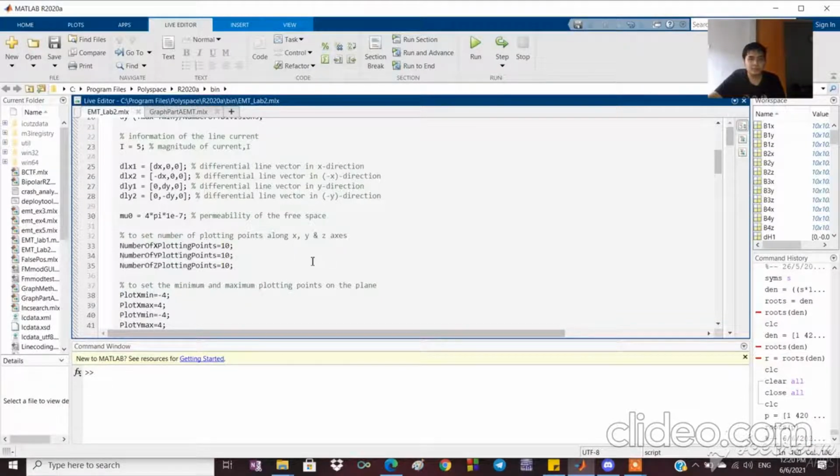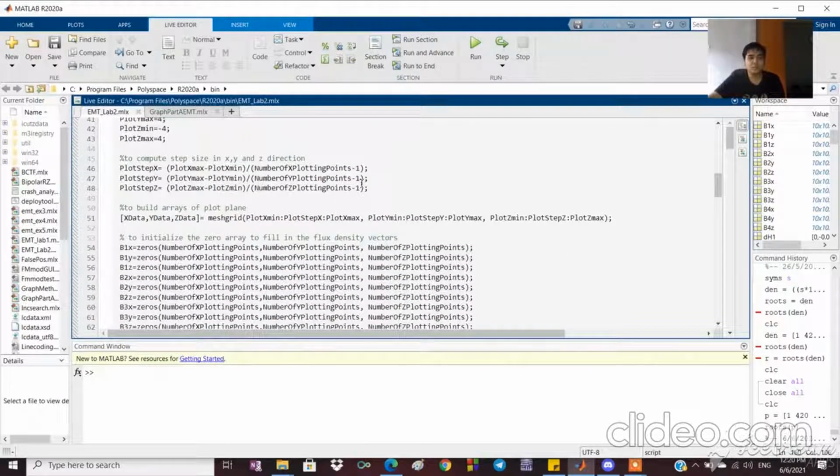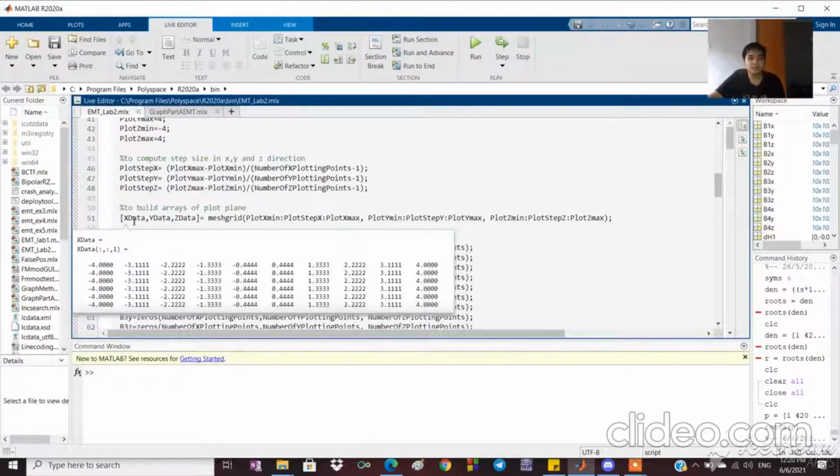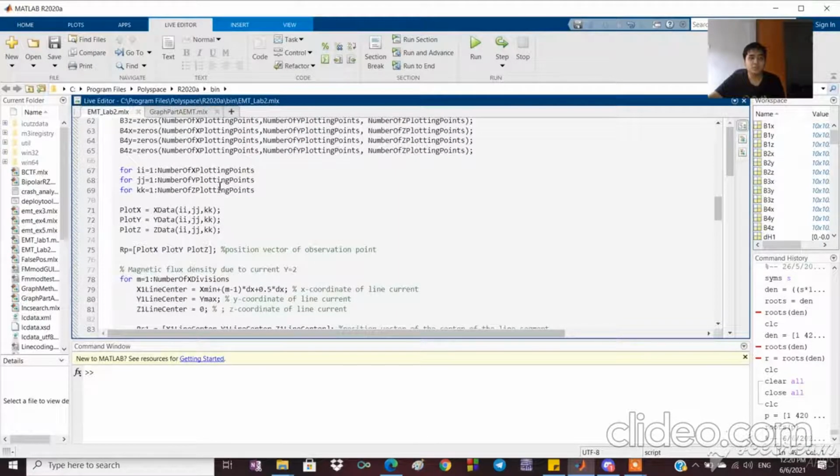Then here is to set the number of plotting points along the x, y, and z axes. Then here is to set the minimum and maximum plotting points on the plane, where each axis consists of -4 to 4. Then here is to compute the step size in the x, y, and z directions. From here is to build the arrays of the plot plane. Then B1 until B4 is to initialize the zero arrays to fill in the flux density vectors.